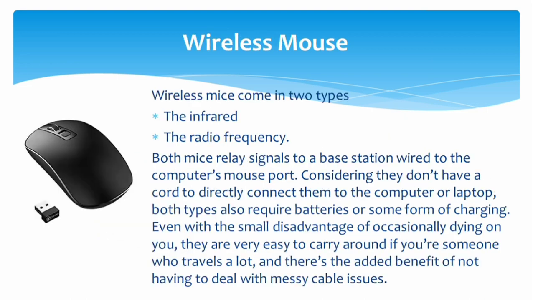Wireless mice are also very common. They come in two types. We have the infrared kind and the radio frequency kind. These use a battery and a sensor. You connect this to the CPU, then the mouse will be able to work. The mouse has a battery which you have to charge or replace. So two types: infrared, and the other kind of mouse that uses radio frequency.